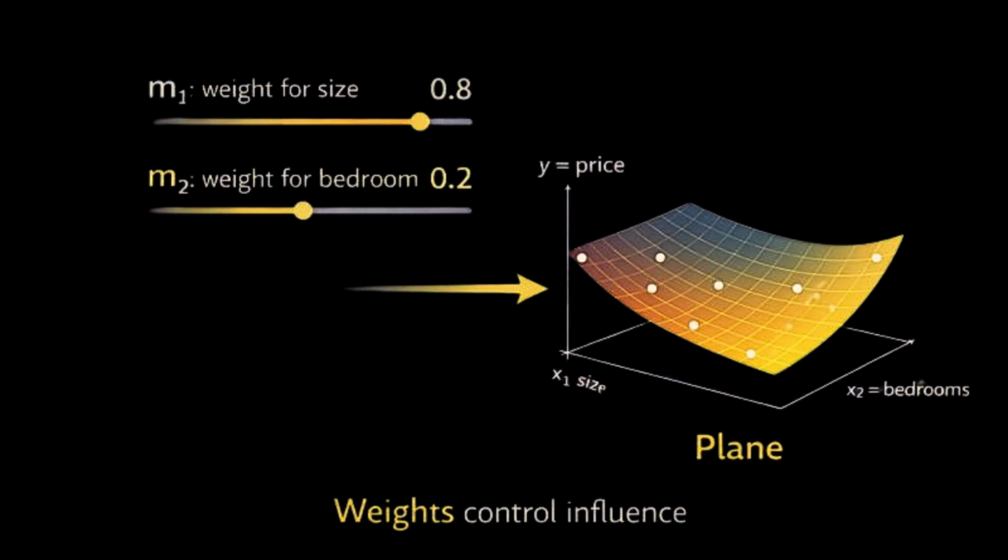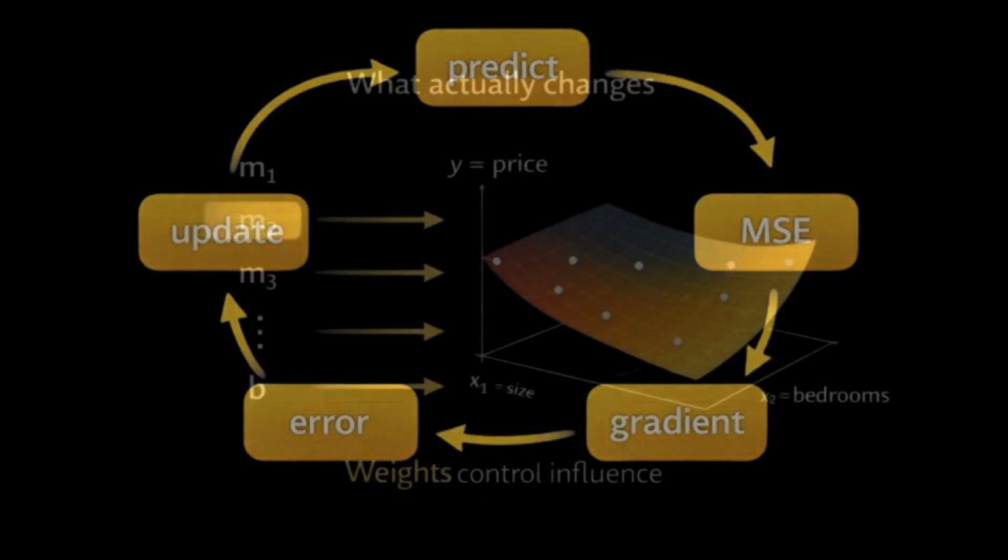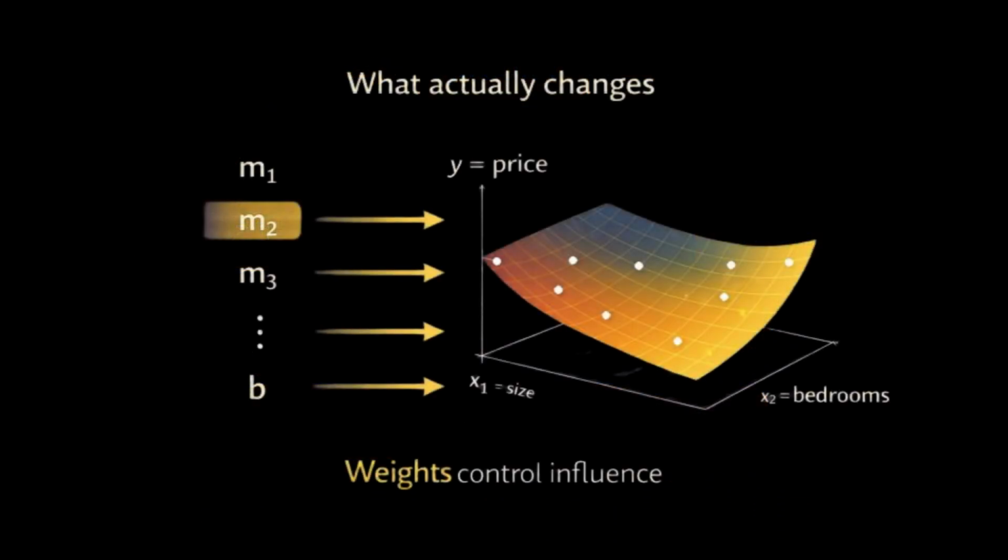Now here's the most important part. Even though this looks more complex, the learning process has not changed. We still make predictions, we still measure error, we still calculate MSE, and we still use gradients to improve the model. The only real difference is this. Instead of adjusting one slope, we adjust many weights, one for each feature. But mathematically, it's the same idea repeated.